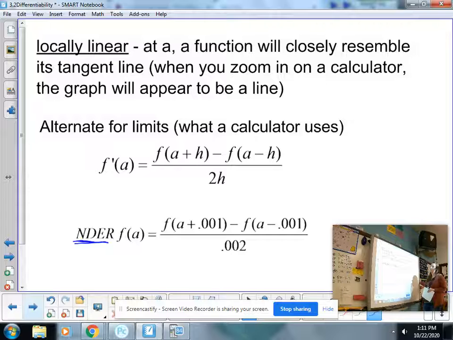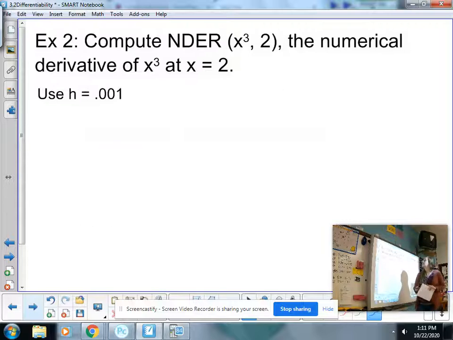And there is something on your calculator to find that, and I'll actually show you that on the next slide. And notice this one, it tells us which h to use here. So we want to compute nderiv of x to the third and 2. So x to the third is our function. 2 is the x value. That's the numerical derivative of x cubed at x equals 2. And it says to use h is equal to 0.001.